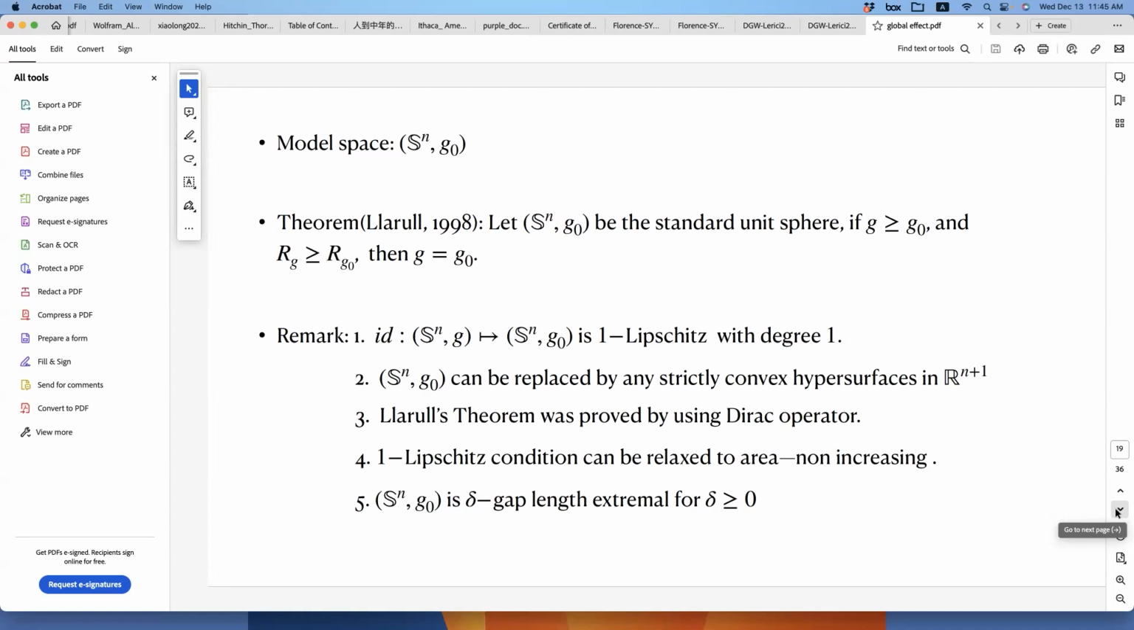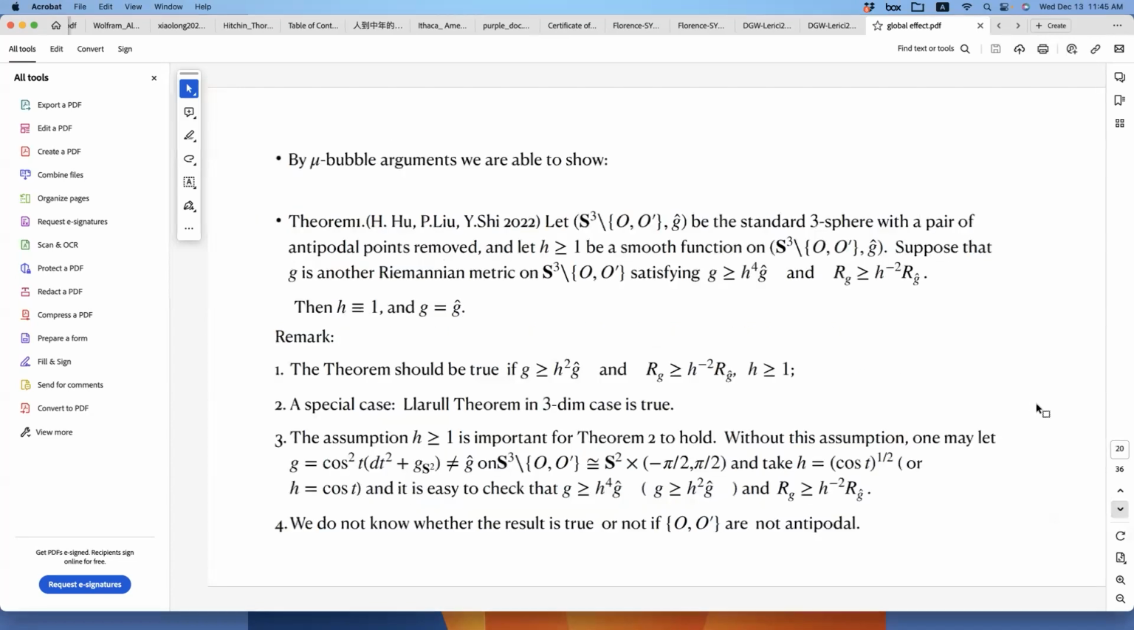Okay, as I said before, the original Llarull theorem was proved by Dirac operators. So it is interesting to see if we can prove it by the mu bubble, minimal surface argument. Actually, now to my joint work with Yuhao Hu and my former student Liu Peng.